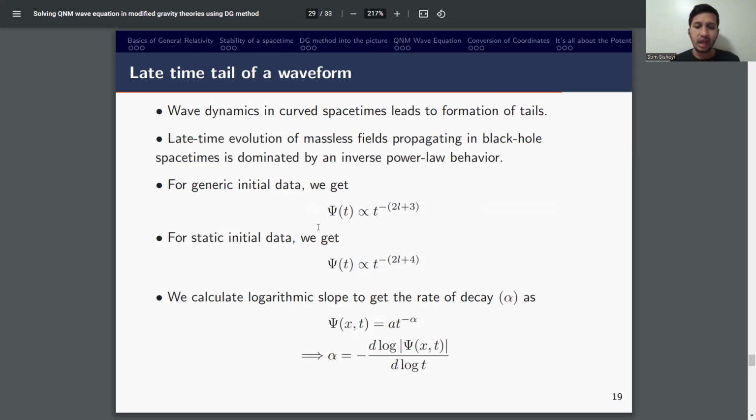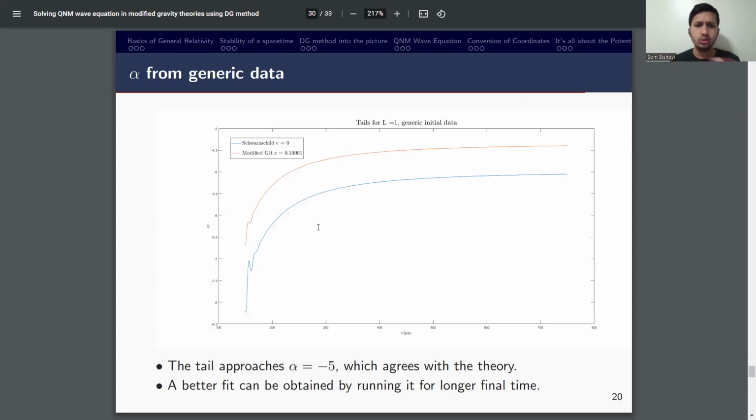So we calculate alpha here, which is the rate of decay, numerically. To do this, we calculate the logarithmic slope, and we see that the tail actually approaches alpha equals minus 5, which is what you get if you put L equals 1 in the generic data. So this is the generic data case, and we see that the modified gravity one lies above the Schwarzschild one, which is a good thing in the sense that it decays slower and hence it's easier to observe. A better fit can obviously be obtained by running it for a longer time.